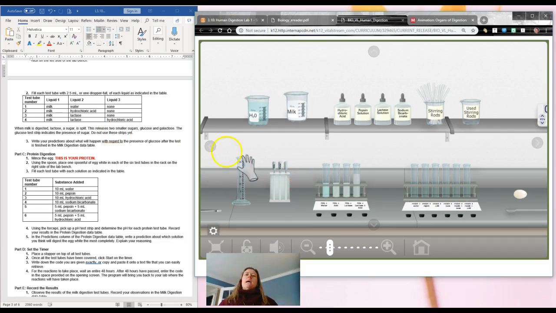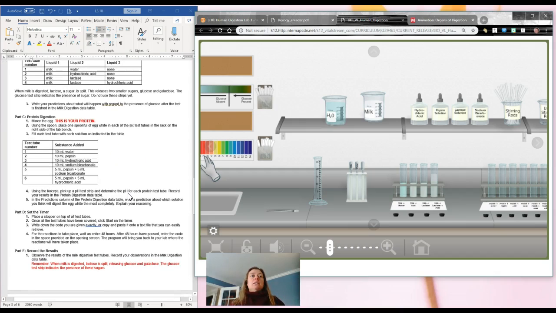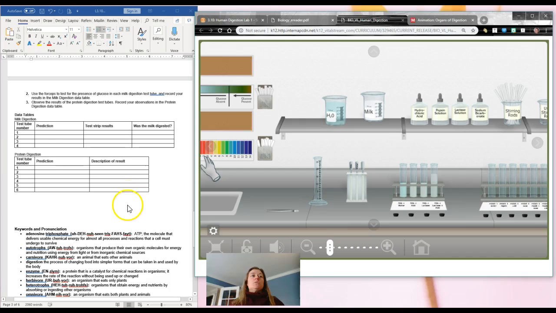What strips, Mrs. McInally? Well, those are over here. So when it tells you to use the strips to check to see if glucose is present, you're going to use these strips, and then you're going to dip it in, and then you can compare it to the chart. But it says don't do that yet, because it's not done digesting. It needs a little time. It says write your predictions about what will happen with regard to the presence of glucose after the test is finished in the milk digestion data table. Well, that's down here if you scroll down.